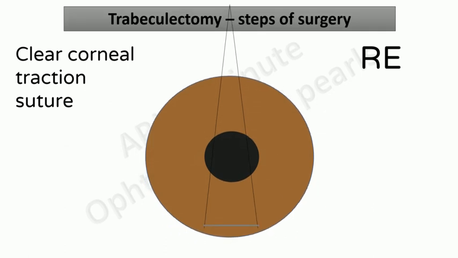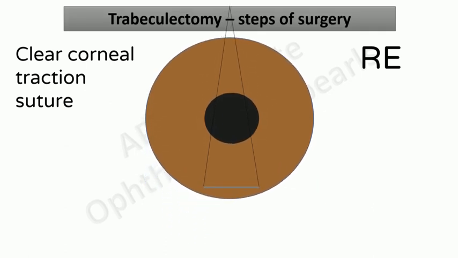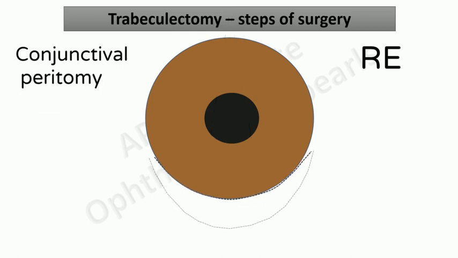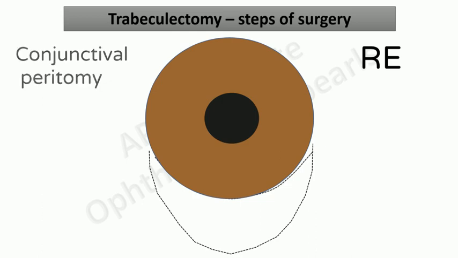Trabeculectomy is performed under peribulbar anesthesia. Unlike in cataract surgery, instead of a superior rectus bridle suture, a corneal traction suture is used to expose the surgical site in order to avoid damage to the conjunctiva. Conjunctival peritomy is performed with a conjunctival scissors and minimal cautery of bleeders is done if at all required.